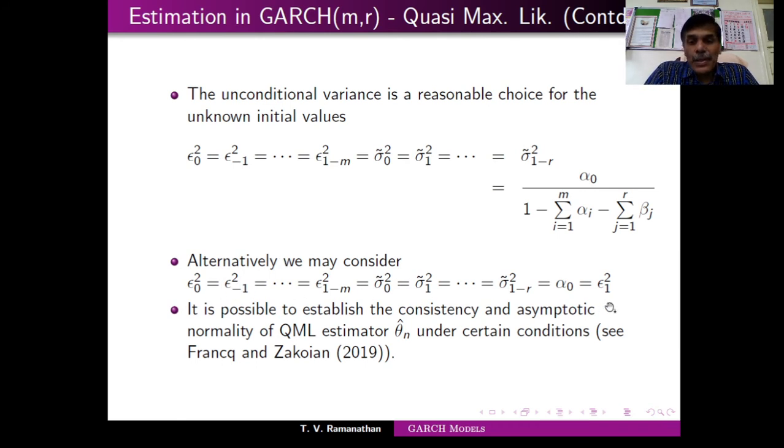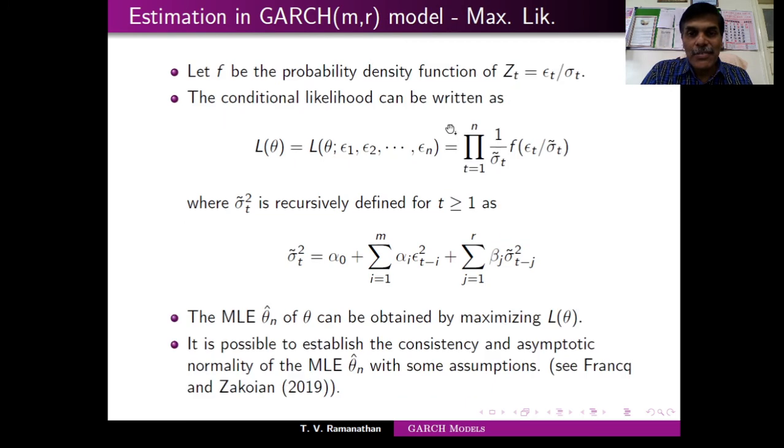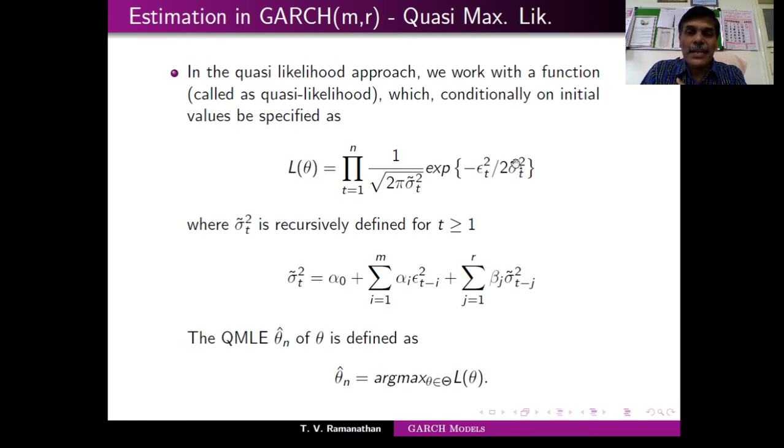Alternatively, we may consider epsilon_1 square, the first one, because that is an observable quantity. You can take all of them equal to that and then proceed with epsilon_2, epsilon_3, etc. So it is possible to establish again the consistency and the asymptotic normality. The QML is the quasi-maximum likelihood where, irrespective of the distribution, you assume a normal kind of structure. Whereas in the maximum likelihood, you write the appropriate one, depending on the assumption of this f, so we have to write it down. Whereas in the quasi-maximum likelihood, we always say that it is of this type.